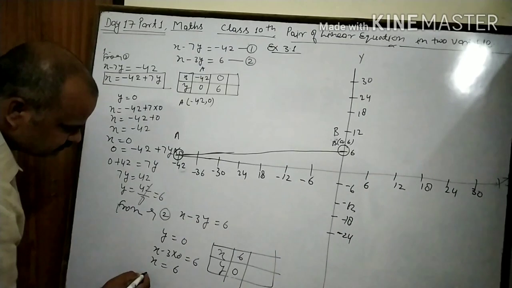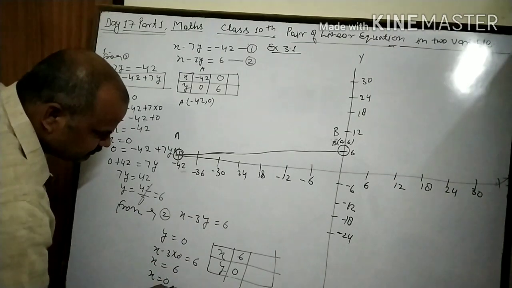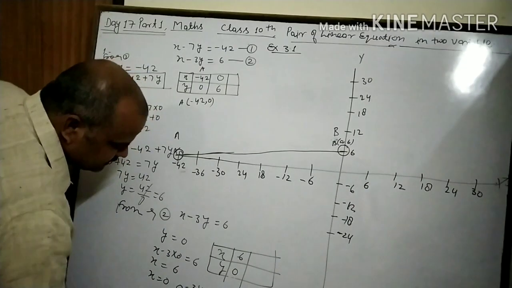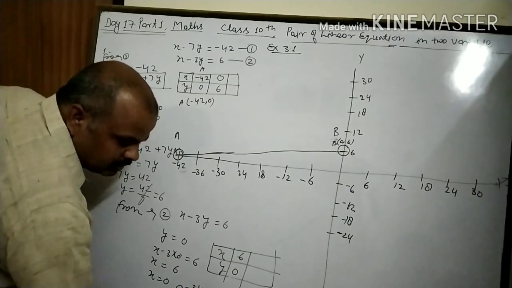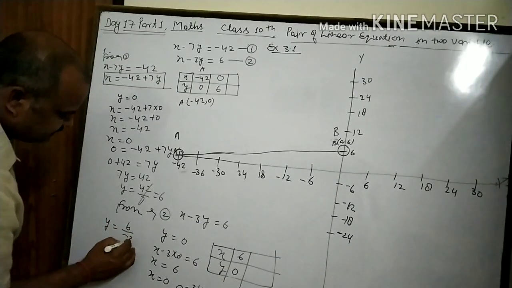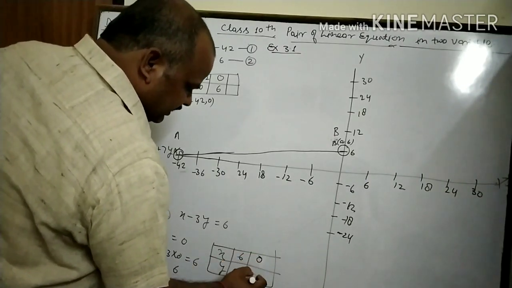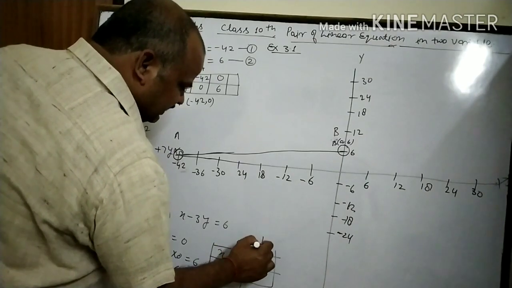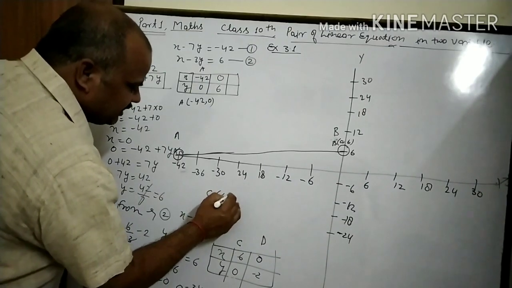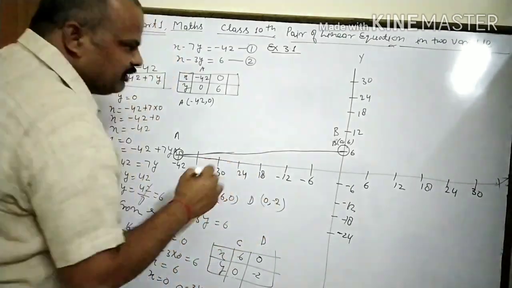And if x is equal to 0, then see 0 minus 3y is equal to 6, minus 3y is equal to 6. Now y is equal to 6 upon minus 3, it is minus 2. That means if you put x as 0, then y is equal to minus 2. Then it is C and D. Here C we get 6 comma 0 and D 0 comma minus 2 from equation 2.